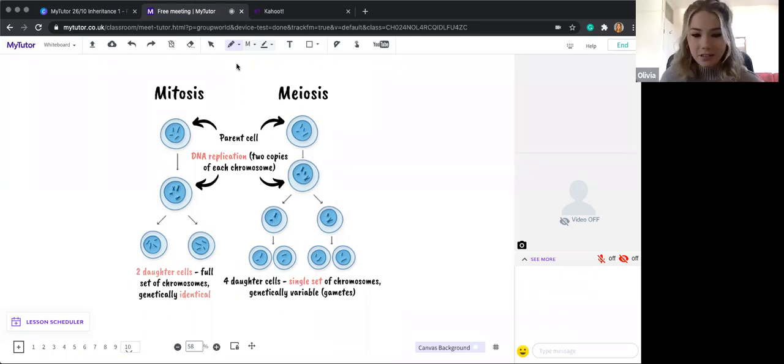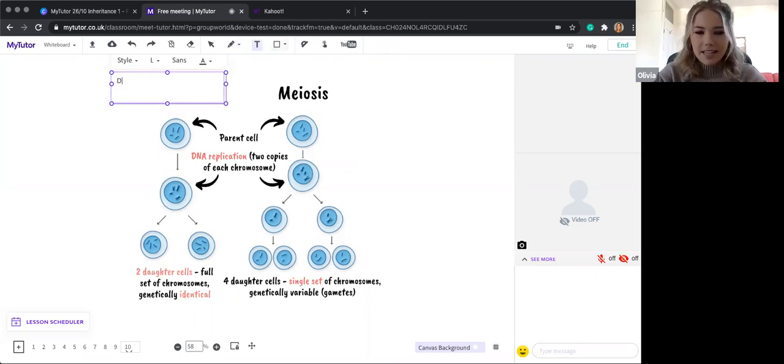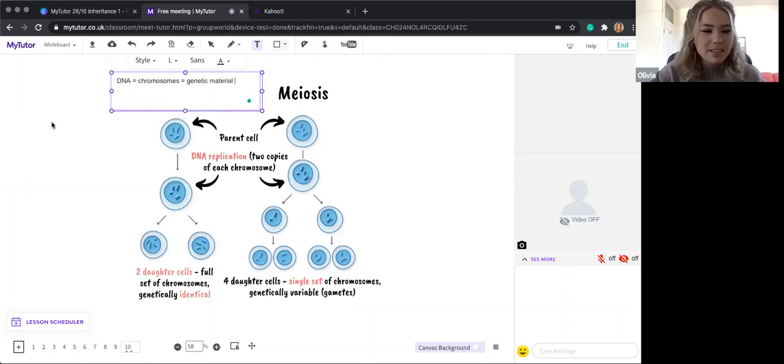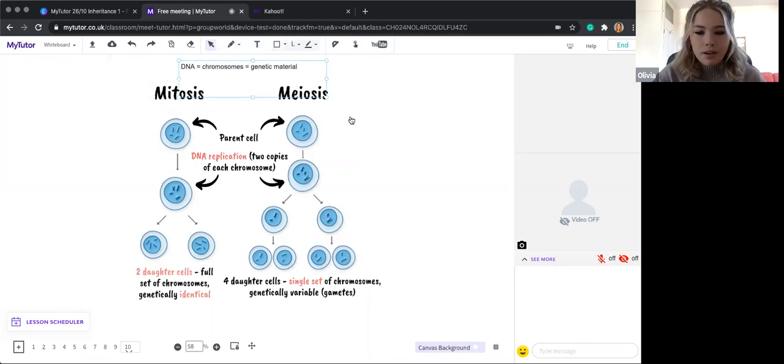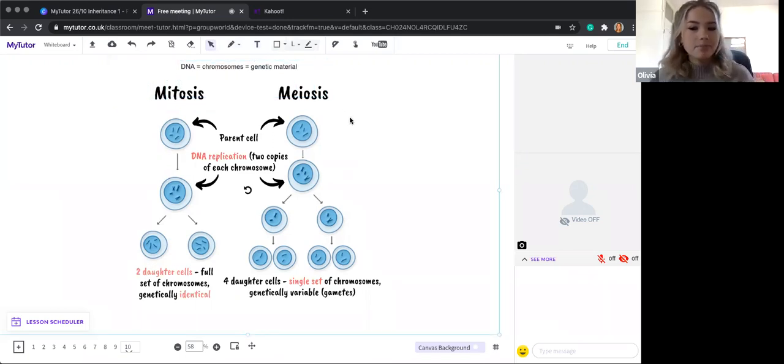Before any type of cell division, the DNA, our genetic material, i.e. our chromosomes, we can use all of those terms interchangeably. I'm actually going to write that on the board. So DNA is basically the same as our chromosomes, which is the same as our genetic material. We use those terms really interchangeably. They do mean slightly different things, but for the purpose of this lesson anyway.